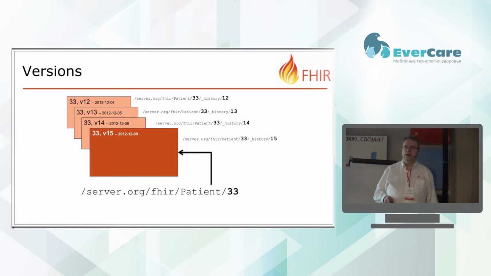In FHIR, we intrinsically maintain versions of data as it gets changed. But systems don't have to support that if they don't want to. Some systems will be able to retrieve any historical version of any resource. Other systems might not even know that the data has changed at all.